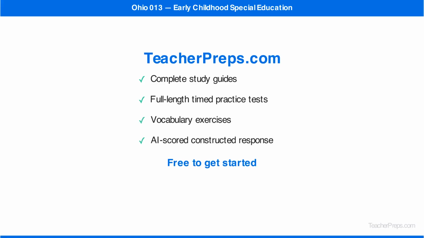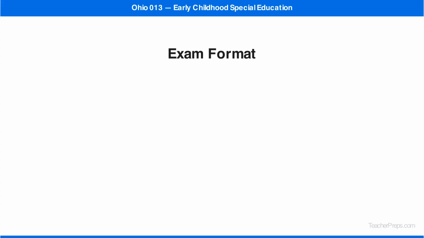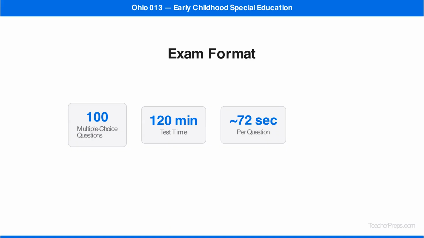For the rest of this video, it's go time. Grab your pen and paper. Let's start with the exam format. The Ohio 013 has 100 multiple-choice questions, and you get 120 minutes to complete them. That gives you about 72 seconds per question, so a little over a minute each. The passing score is 220 on a scaled score. The test is available as a computer-based test at Pearson testing centers or as an online proctored exam from home.